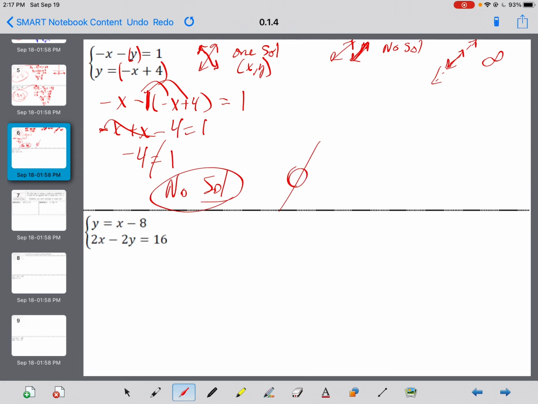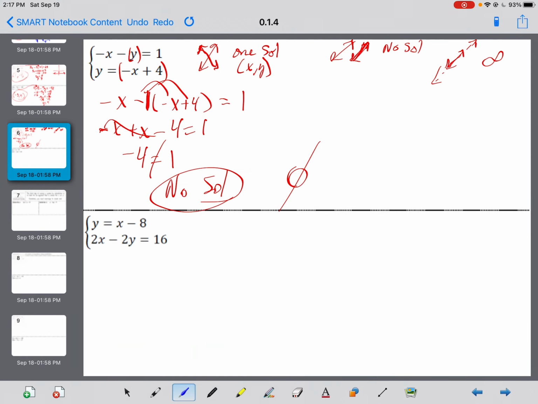Okay. If you get an untrue statement, that's what's going to happen. If you lose the variable and you get an untrue statement, that means no solution.